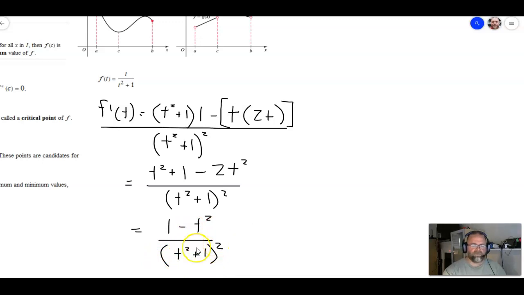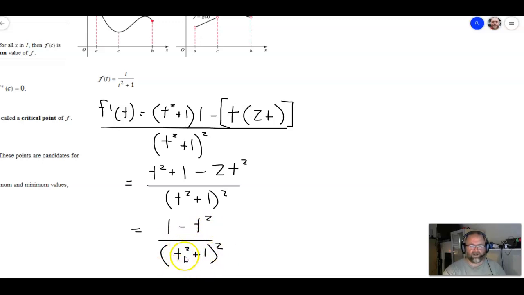So let's go through and check to see where this function is equal to 0 and where it's undefined. It's going to be undefined when the denominator is equal to 0. But notice that we're squaring a value and we're adding 1 to it. And when we square a value, that value either has to be positive or it has to be 0. In either case, we're going to get a positive number down here, so there's no possible way to get a 0. Therefore, there's no values of t which make the derivative of this function undefined.